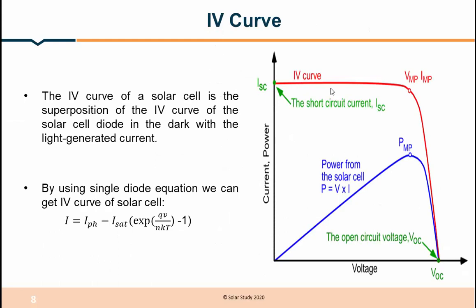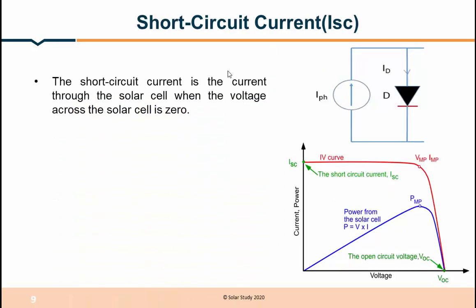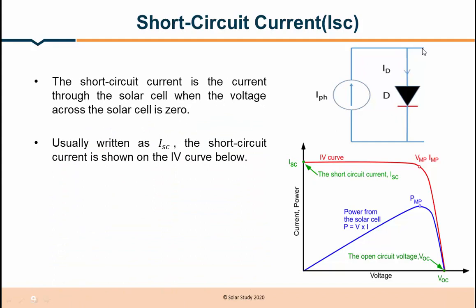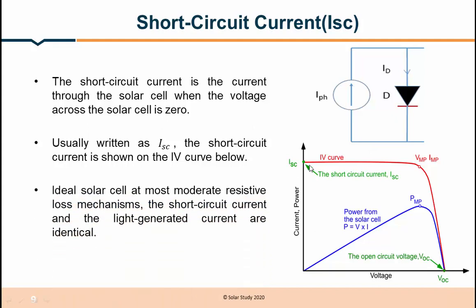So we have seen the IV curve of the solar cell or solar module. That is basically the same. This is the single diode equation. Using this equation we can get the IV curve. Then we also know what the short circuit current is. The short circuit current is the current when the voltage across the solar cell is 0. That is called short circuit current. Usually it is written as ISC, I already told.